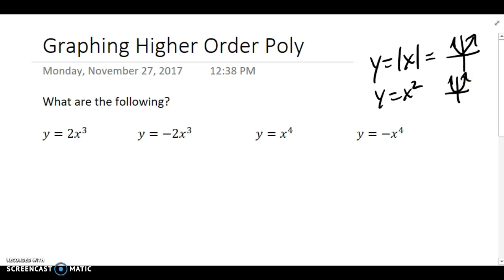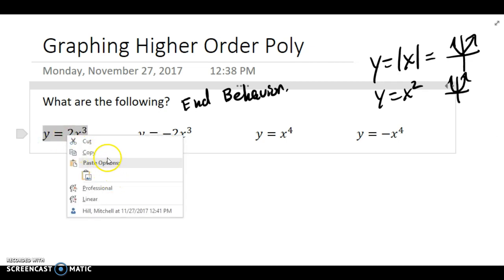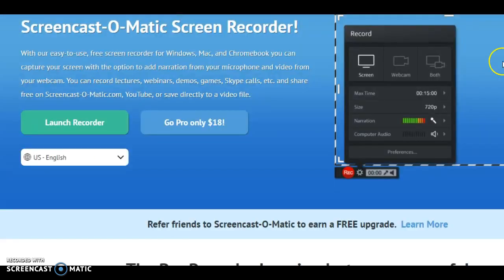So what shape graphs do these make, and is there a uniqueness or difference? We'll just talk about that, and they call it end behavior. That's what they call it. So let's take our first one here, y is equal to 2x cubed. Let's put this into Desmos.